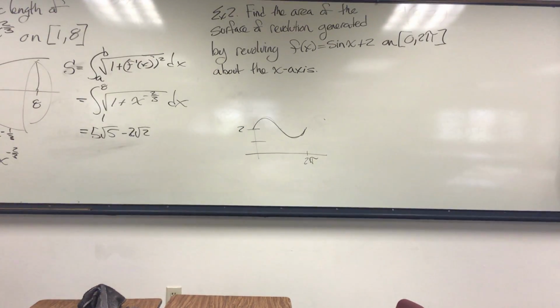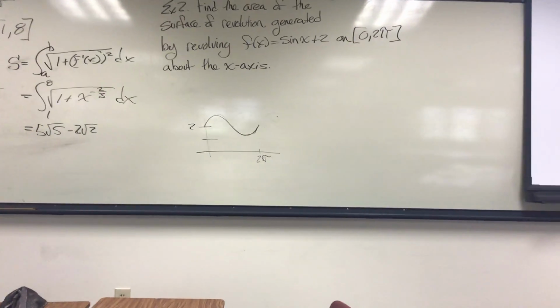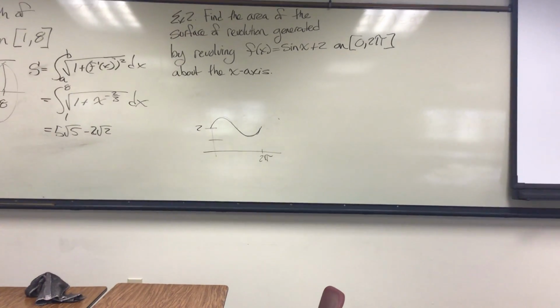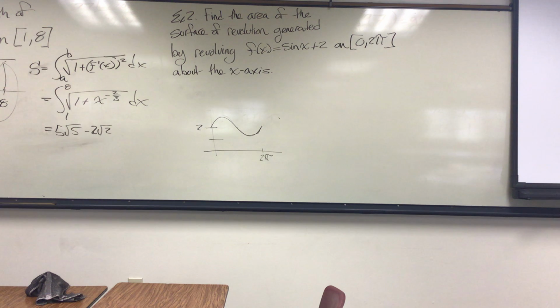And this is a nasty bugger if you try to do the integral by yourself. So you are going to use either Wolfram Alpha, Mathematica, or GeoGebra. Actually, I tried this one on GeoGebra and it crapped out on me. So I went to wolframalpha.com and it worked fine. Okay? Find the area of the surface of revolution generated by revolving the function sine of x plus 2 on the interval 0 to 2 pi about the x-axis.